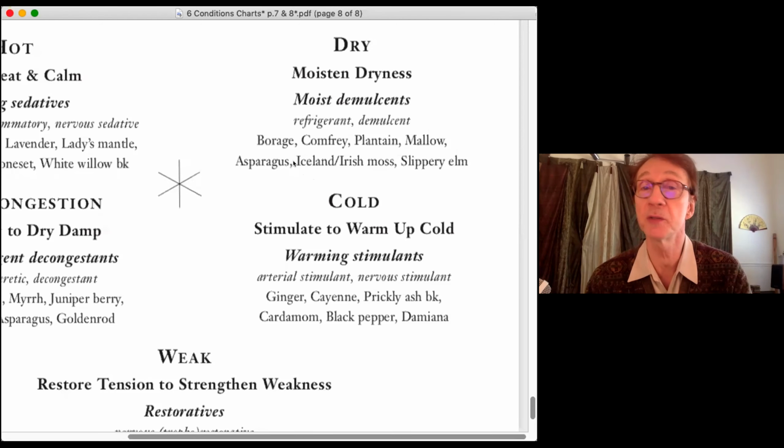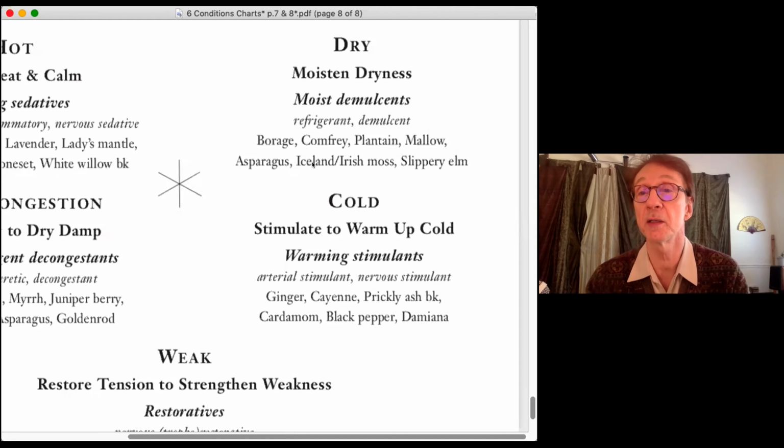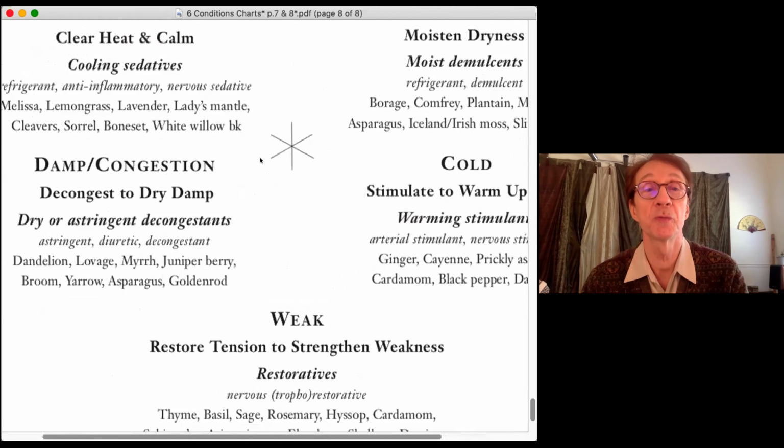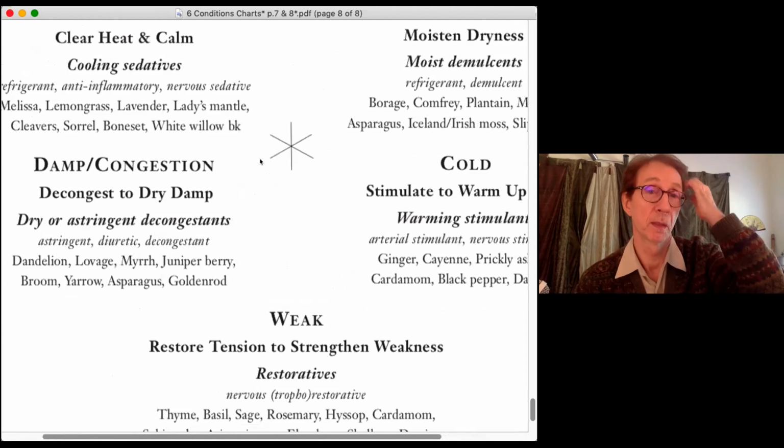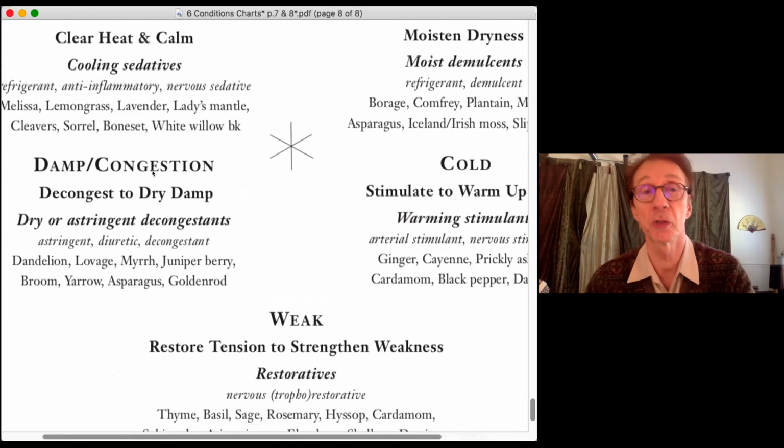Iceland moss is very systemic as well. Any kind of dryness. Iceland moss is Cetraria islandica. Okay, and then we have herbs for treating damp conditions or congestive conditions. So the treatment principle is to decongest, to dry damp. It's very simple. So we use dry or astringent decongestants.